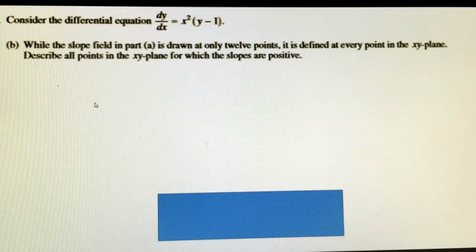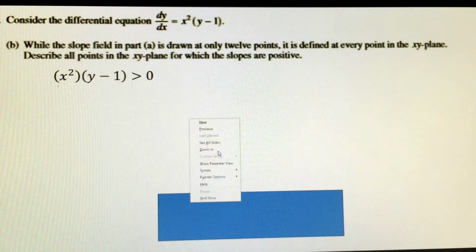Now we're going to move right along to part B, which asks: while the slope field in part A is drawn at only 12 points, it is defined at every point in the xy plane. Describe all points in the xy plane for which the slopes are positive. We're going to start this problem by realizing that the slopes will be positive when this whole thing is greater than 0, or positive.